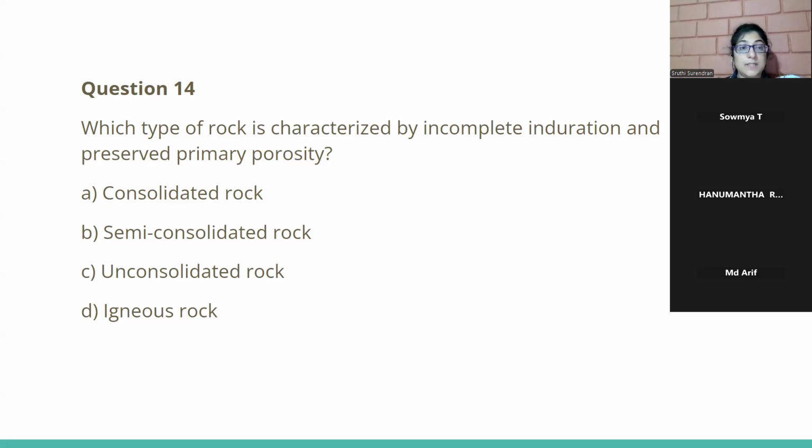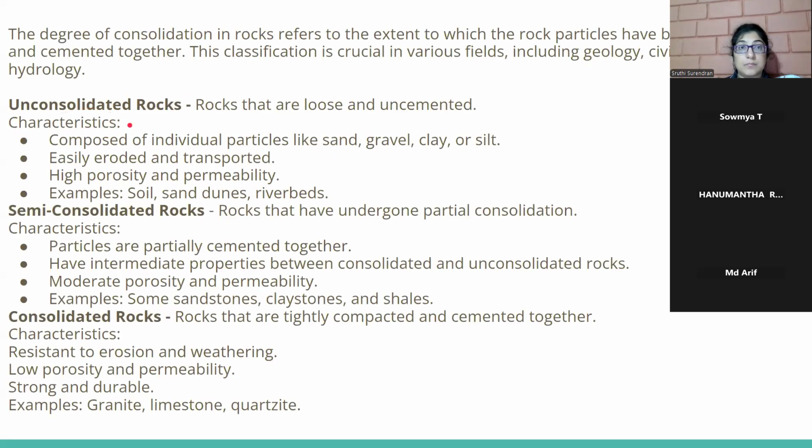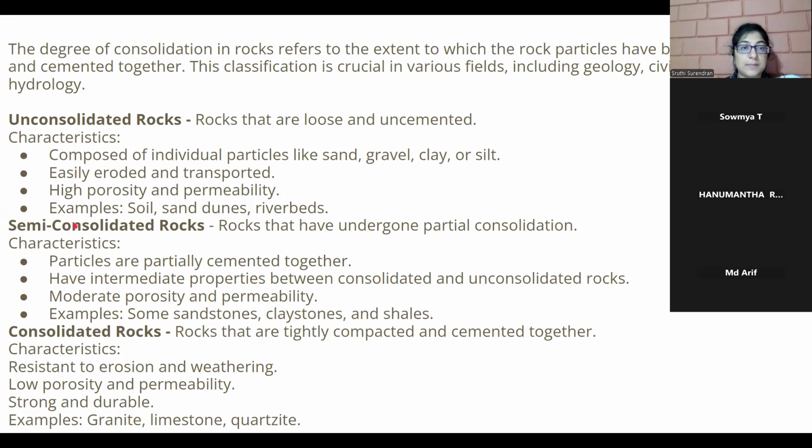So these are the different types of classification based on consolidation. Unconsolidated, semi-consolidated, consolidated. Rocks that are loose and uncemented are unconsolidated. Rocks that have undergone partial consolidation is semi. And rocks that are tightly compacted and cemented together are consolidated rocks.